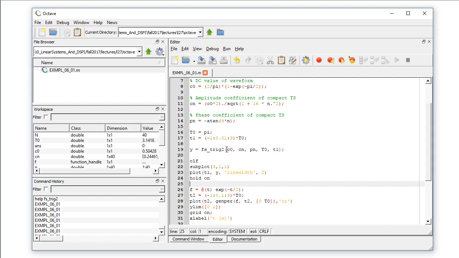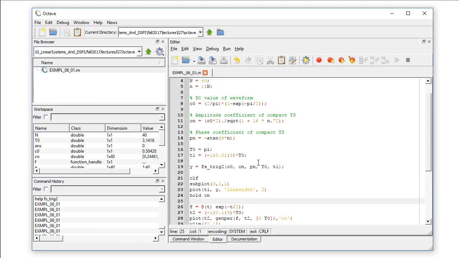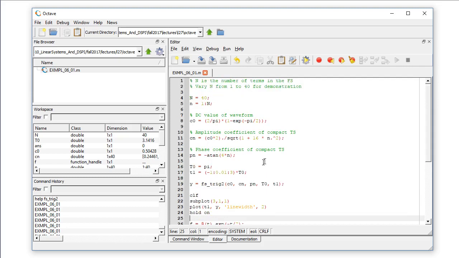There is an FS Trig1 that allows you to evaluate the Fourier series summation from the AN and BN coefficients as well, but here we'll use the compact Fourier series form. Of course, we can't use an infinite number of terms in the series, so this is actually an approximation to the series. I'll provide this script on the lecture site so that you can download it.